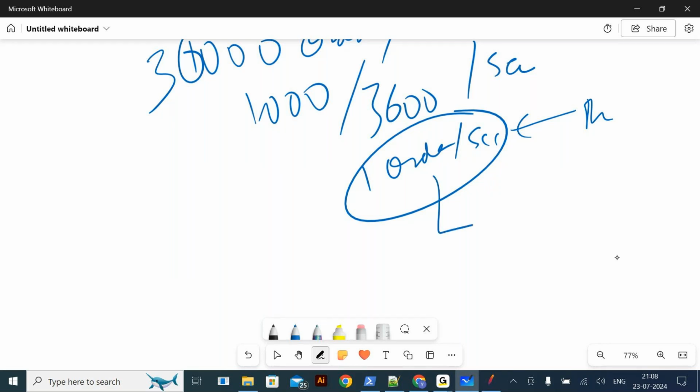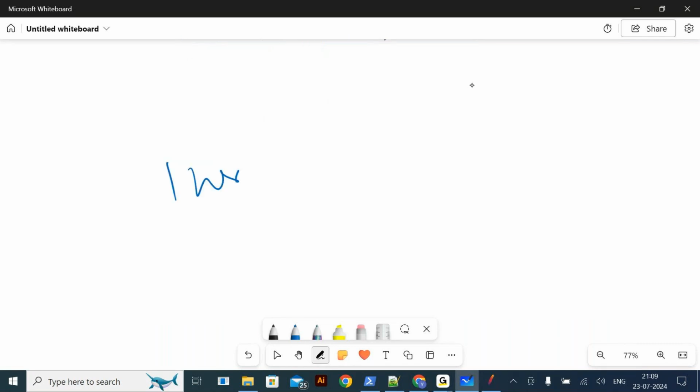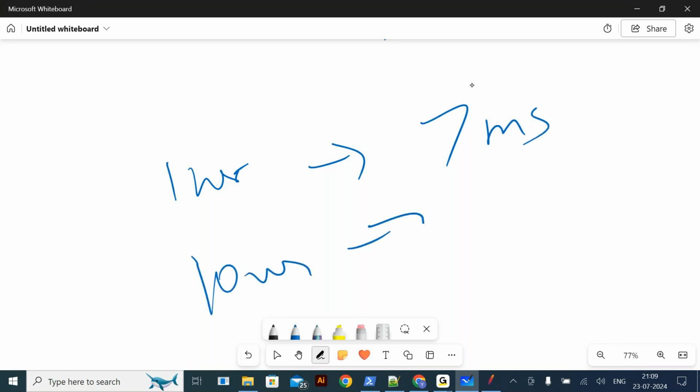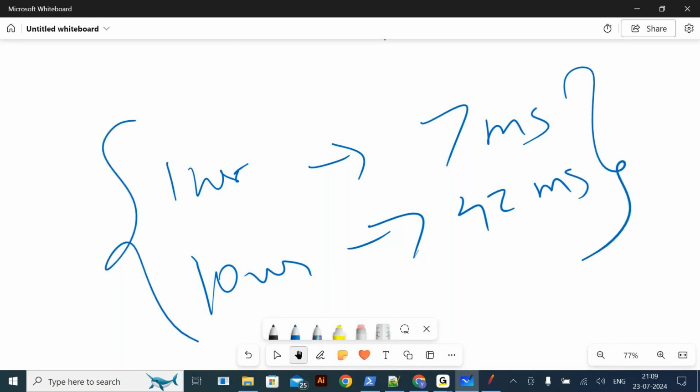And I asked Pizza Hut: okay, that's fine, one order per second, but what is your SLA, or your expectation for how much time this one order per second should take? Because if you remember yesterday, when I ran with one user, my response time was around 7 milliseconds. When I ran it with 10 users, it went to 42 milliseconds. So are you able to understand that as I increase the users, response time is increasing? Clear, all of you? Yes, as users increase, my response time will increase, right?